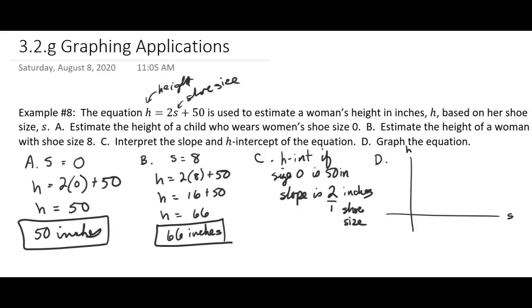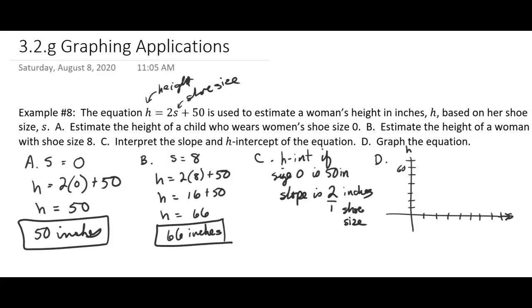So maybe my shoe size, I want to go 1, 2, 3, 4, 5, 6, 7, 8, because I went up to 8, so I might as well do that. And then my height, I think I'll count in tens. So 10, 20, 30, 40, 50, 60, 70. So I'm going to say this is 60 inches.